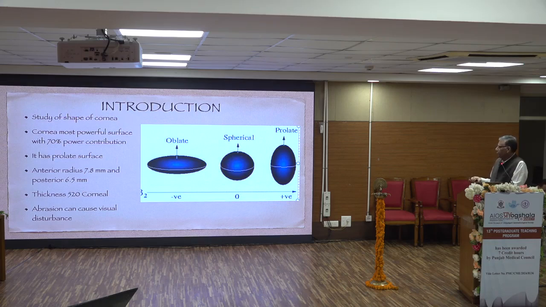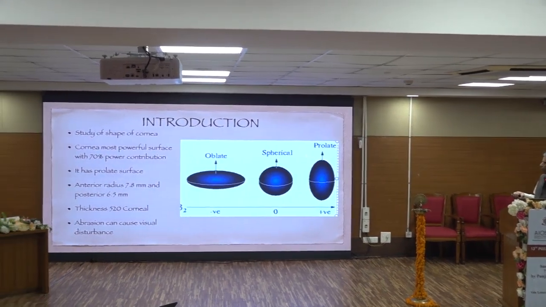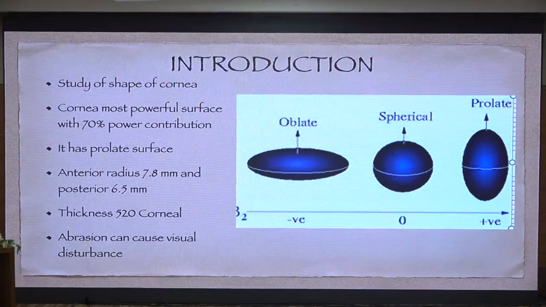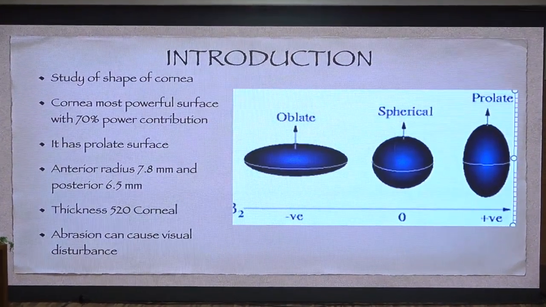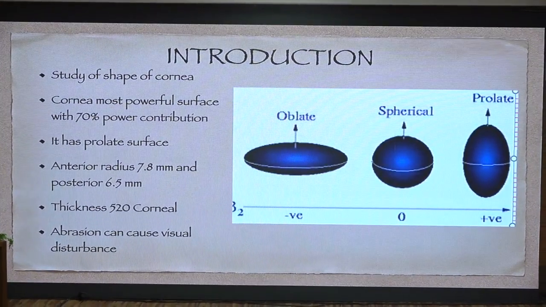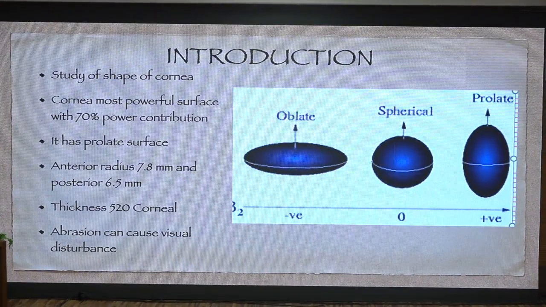Prolate surface means the power is more in the center. When we go towards the periphery, the power goes down. So that is a prolate. The cornea is normally a prolate surface. The oblate surface occurs in post-LASIK patients, where after LASIK the power of the cornea in the center goes down and in the periphery it is a little more. So that is what an oblate surface is.